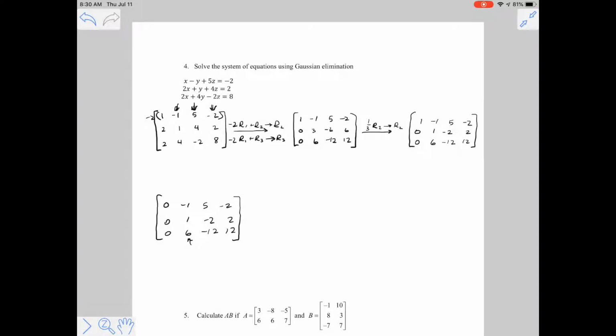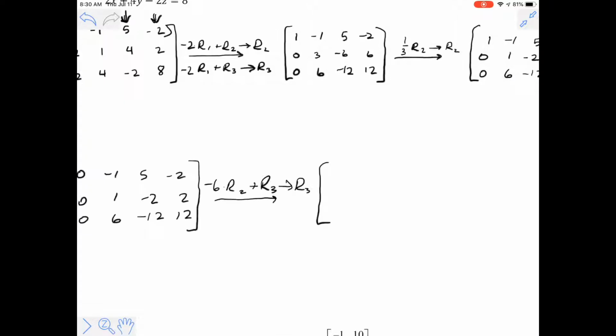So now I need to get that entry to be a zero. So I'm going to take row two, multiply it by -6, add that to row three to make a new row three. So I'm going to get 0, 0. If I multiply that by -6, I'm going to get +12. So +12 - 12 = 0. If I multiply this by -6, I'm going to get -12 + 12 = 0.